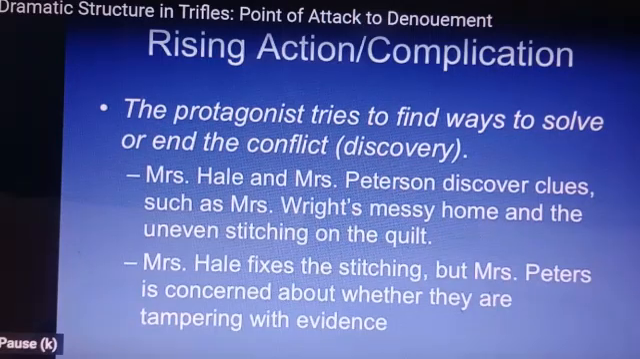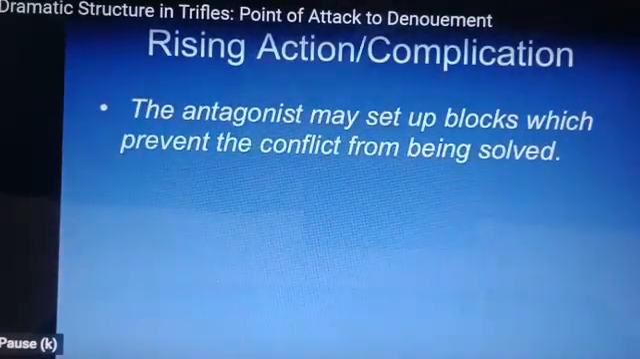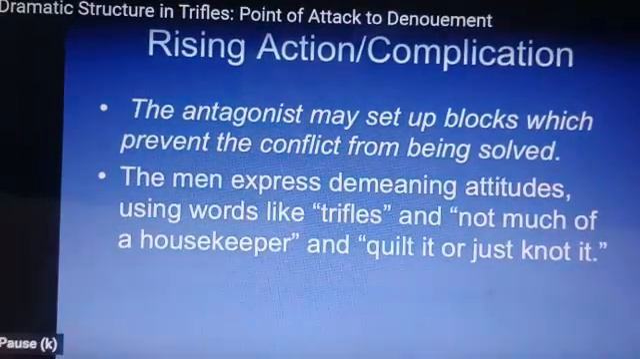Another way in which the rise in action can develop is when the antagonist or the opposing forces set up plots to prevent the conflict from being solved. One of the ones we just talked about in class is how the men express a demeaning attitude. In this case, they have used words such as "trifles" and "not much of a housekeeper," and quilted or just nodded. The women become increasingly resentful the more they see the demeaning attitude of the men. And I think that spurred them to become more determined to protect Mrs. Wright.